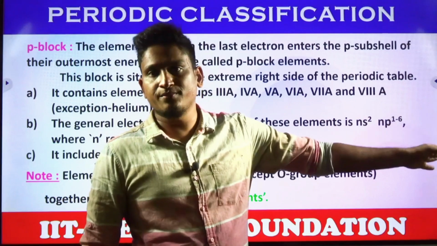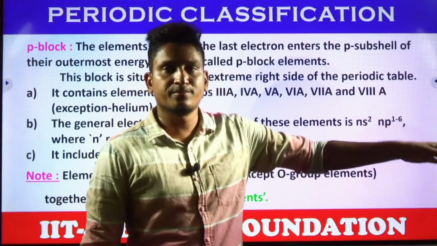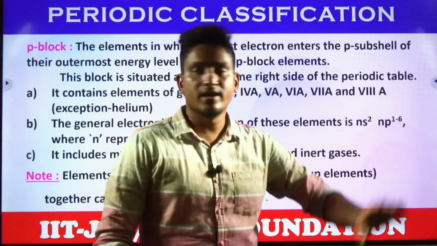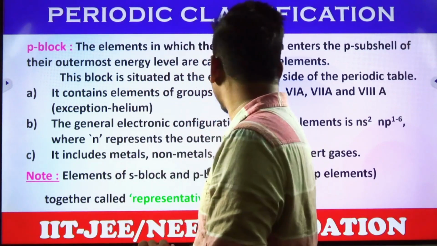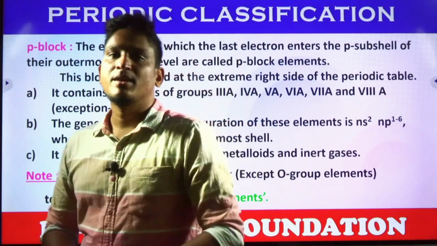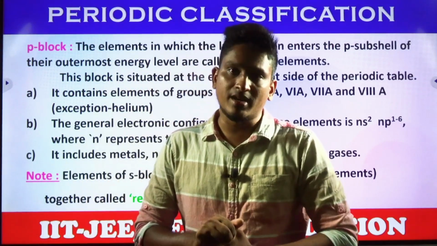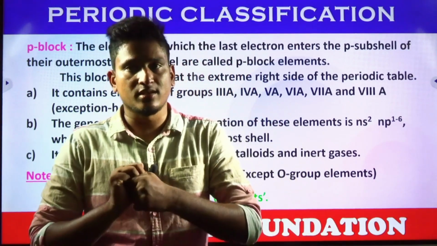P1 to P6 configuration, yes or no? P1, P2, P3, P4, P5, P6. So all these groups 13 to 18, that is the general configuration, students. Next, this includes metals, non-metals, metalloids and inert gases. P block elements contain metals, non-metals, metalloids and inert gases. Also, students, all are elements.